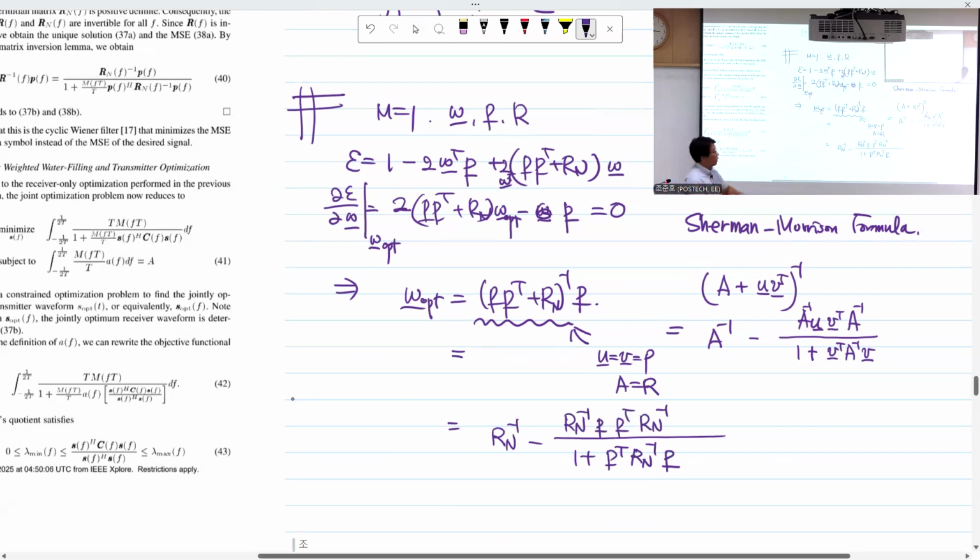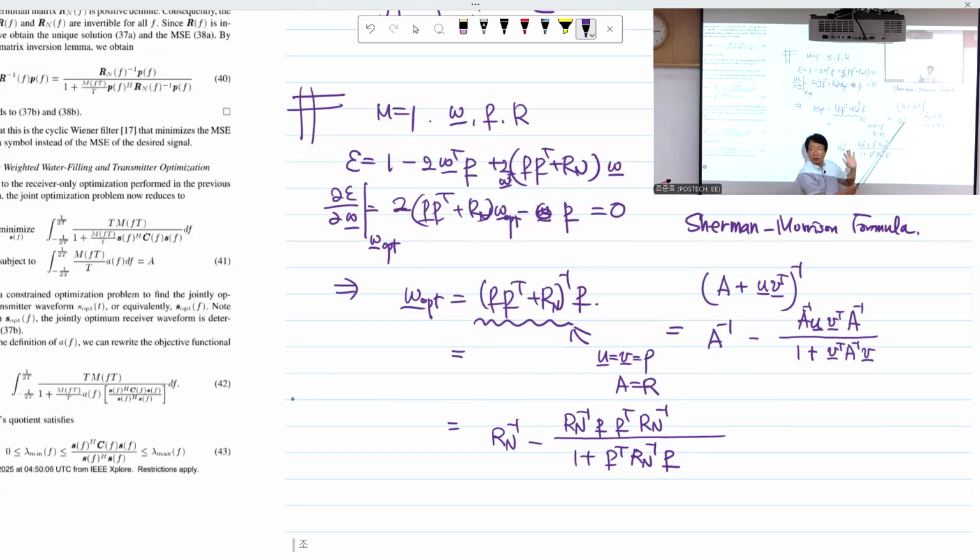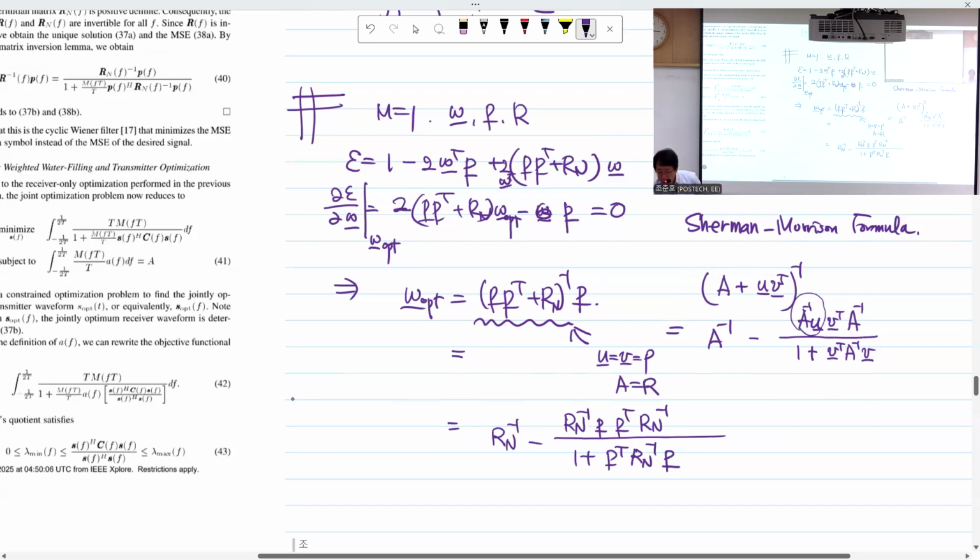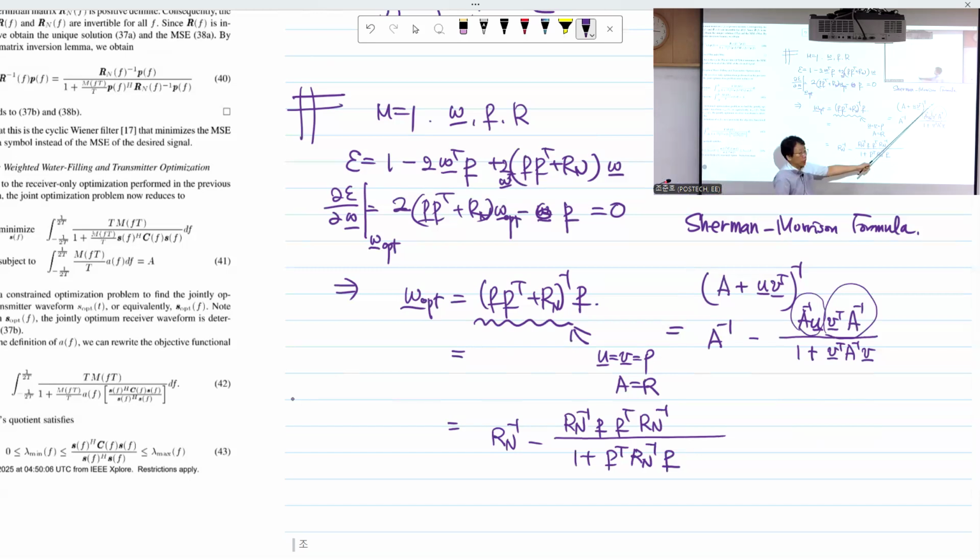By the way, be careful. This is a matrix, right? This is a matrix. So you must have matrices in each term. Is it a matrix? Yes. Is it a matrix? Yes. Because if you multiply A inverse U, you have a vector. If you multiply V transpose A inverse, you have a row. So again, you have a rank 1 matrix here. This is rank 1.